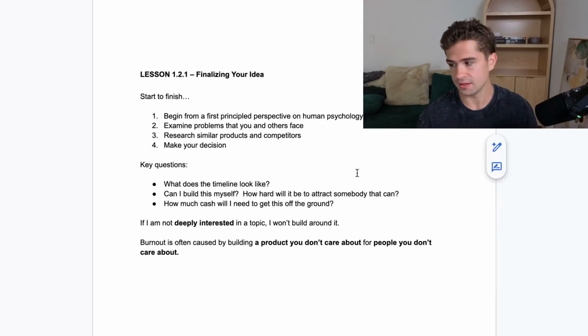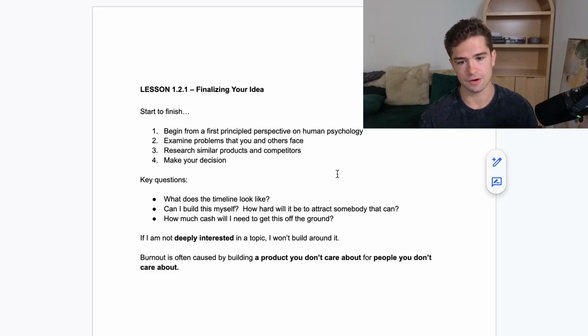Now, finally, we are going to finalize your idea. So from start to finish, this is: begin from a first principled perspective on human psychology, examine problems that you and others face, research similar products and competitors, and finally make your decision.